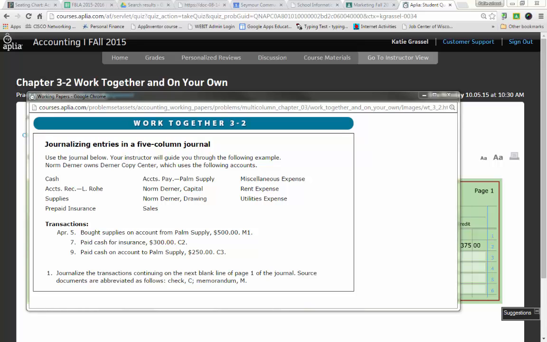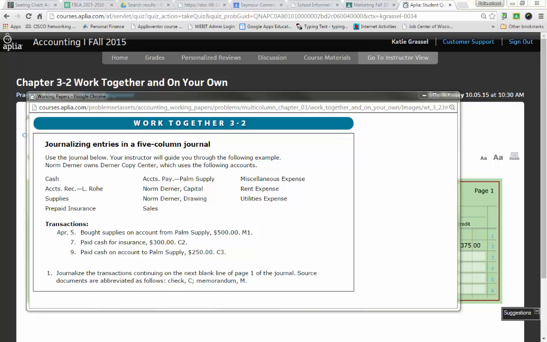So when I take a look at April 5th, bought supplies on account from Palm Supply. Kate, what accounts am I going to be affecting using that one? Yes. So we have two accounts, supplies and accounts payable, Palm Supply. So Kate, is there a special column for supplies? Is there a special column for accounts payable, Palm Supply? No. So this is a transaction.